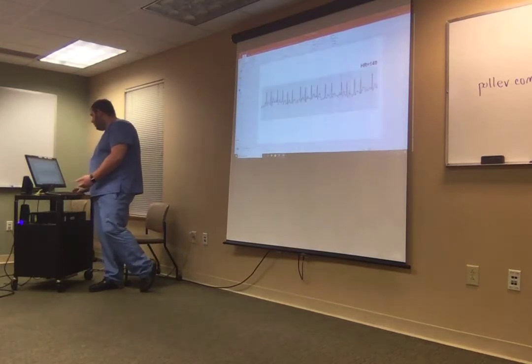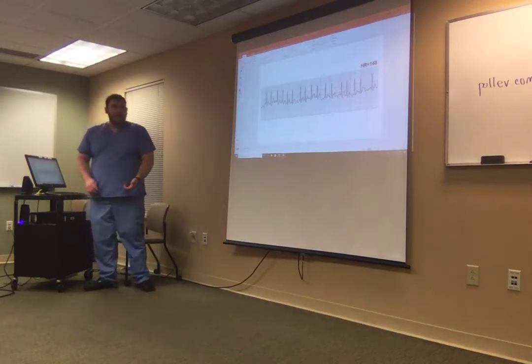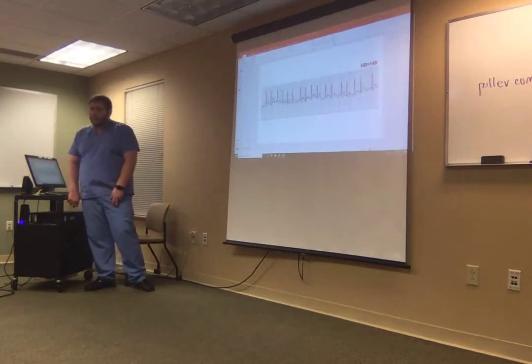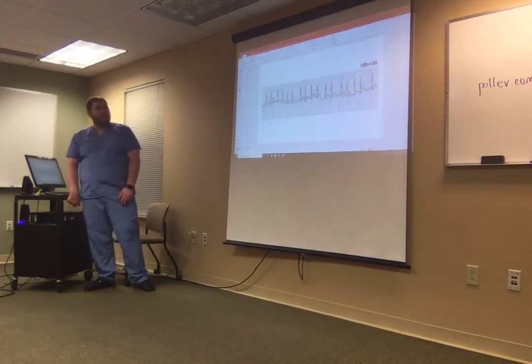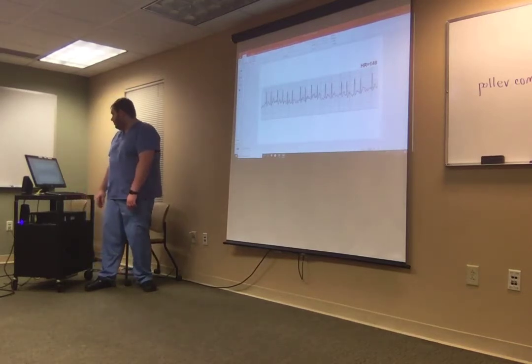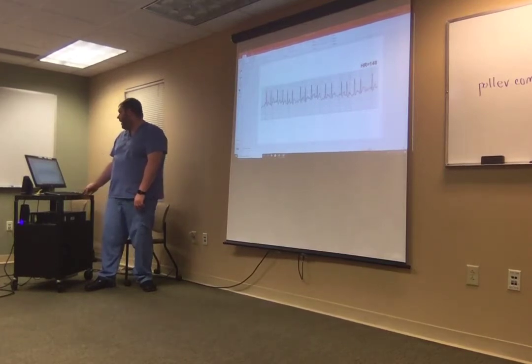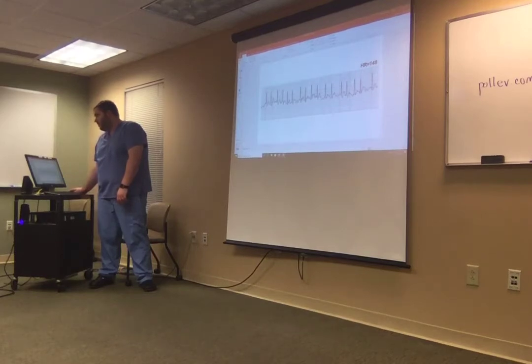All right, so take a minute to look at this rhythm. Think about, again, does it have a P wave? Is there one for every QRS? Is it regular or irregular? And the heart rate's 148. Is your QRS narrow or wide? Everyone ready?